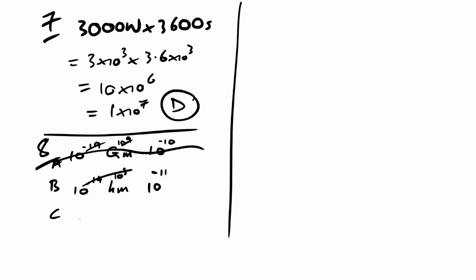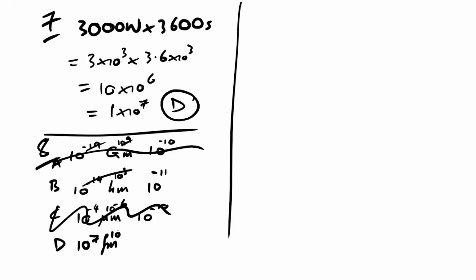C, we have 10 to the minus 4 micrometers. Micro is 10 to the minus 6. So this ends up being 10 to the minus 10. So B is still shorter. Then D is 10 to the 7 femtometers. I don't think this is going to be shorter. Femto is 10 to the minus 15. So yeah, this just ends up being 10 to the minus 8. So the answer is going to be B.